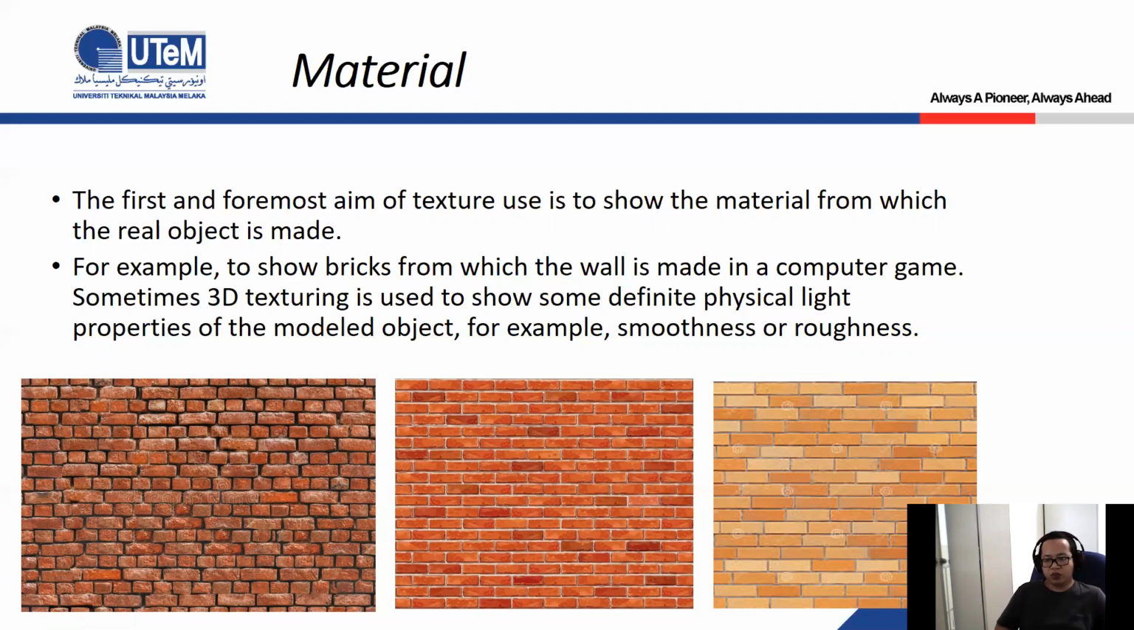For example, smoothness and roughness. When you see these three kinds of bricks, of course it will give us a different impression. This one has a very high roundness, and this one is smooth. Even when we don't touch this kind of object, we can feel in our skin what would happen if we touched it, so it can give us more impression.